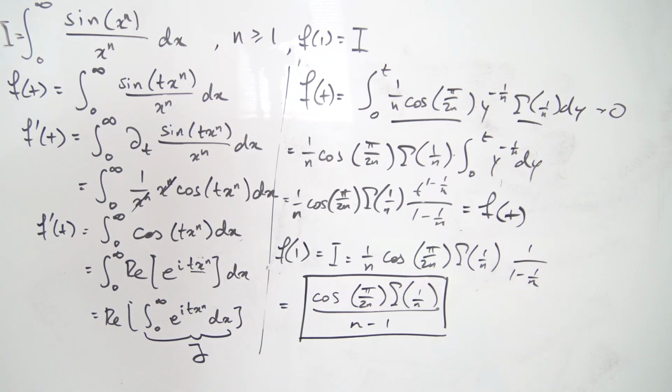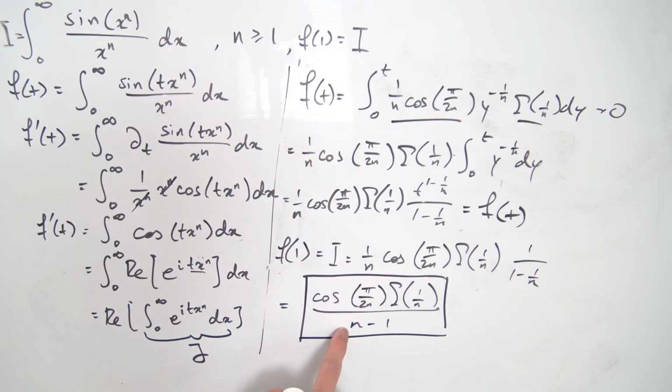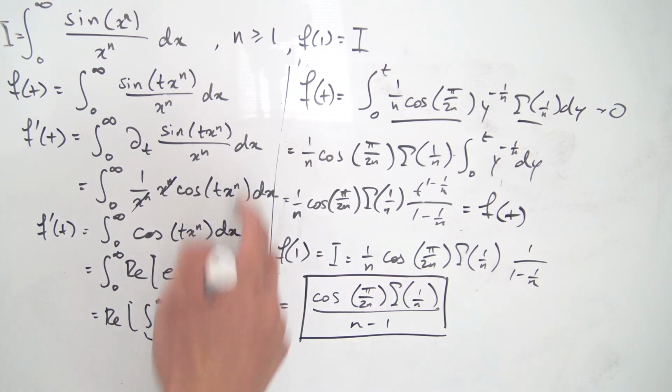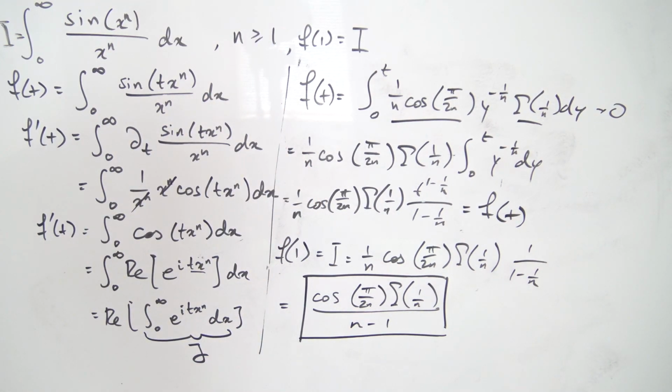And I guess one thing to mention is that this expression doesn't explicitly work for n equals 1, because notice if you plug 1 in, you're going to get a 0 on the denominator. So technically this should have been n is strictly greater than 1.